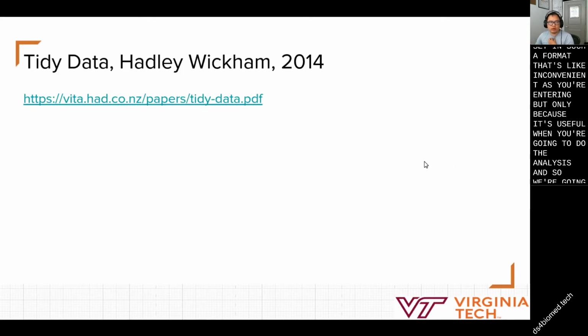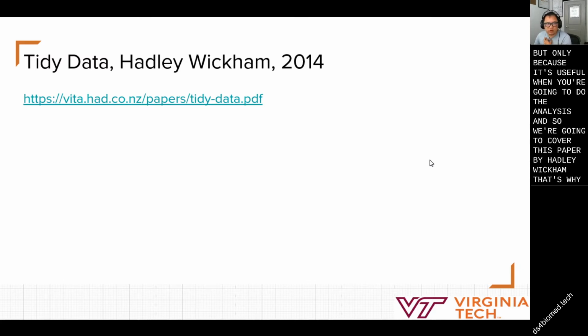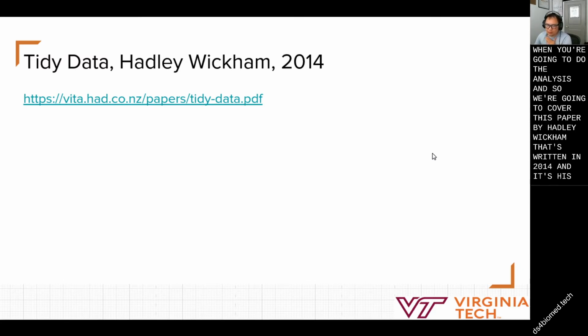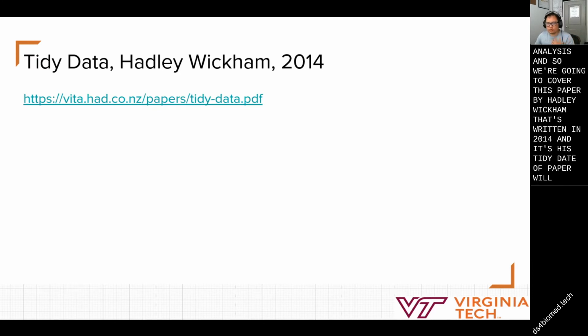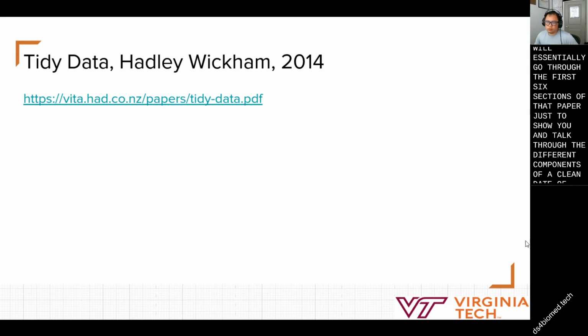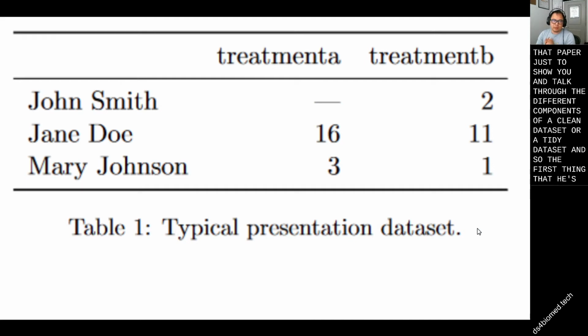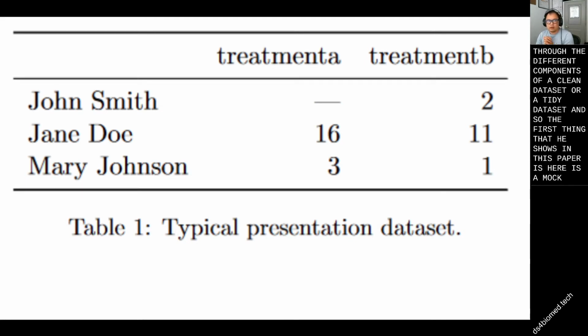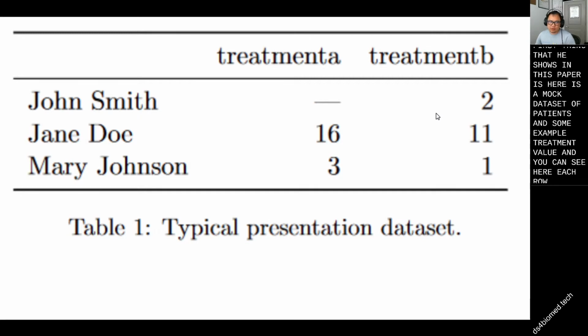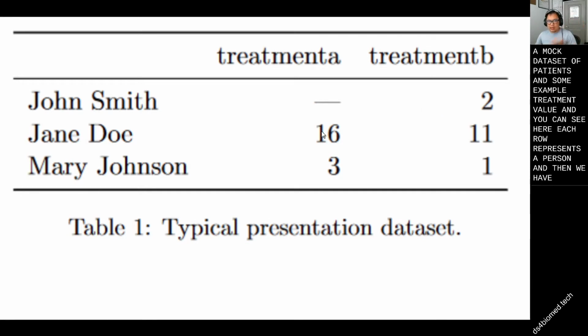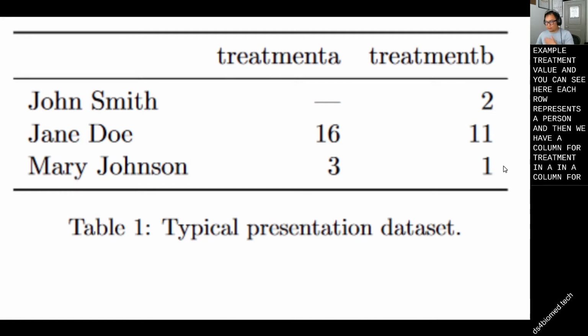And so we're going to cover this paper by Hadley Wickham that was written in 2014. It's his tidy data paper. We'll essentially go through the first 6 sections of that paper just to show you and talk through the different components of a clean data set or a tidy data set. And so the first thing that he shows in this paper is a mock data set of patients and some example treatment values. And you can see here each row represents a person, and then we have a column for treatment A and a column for treatment B.